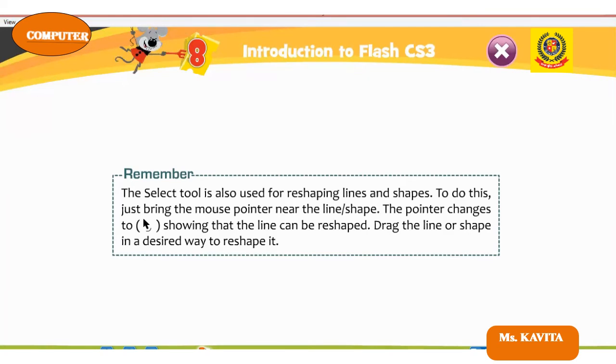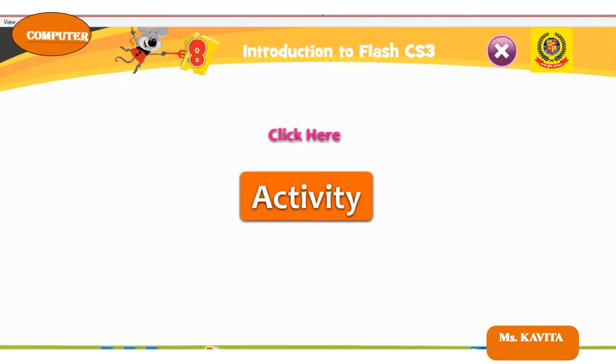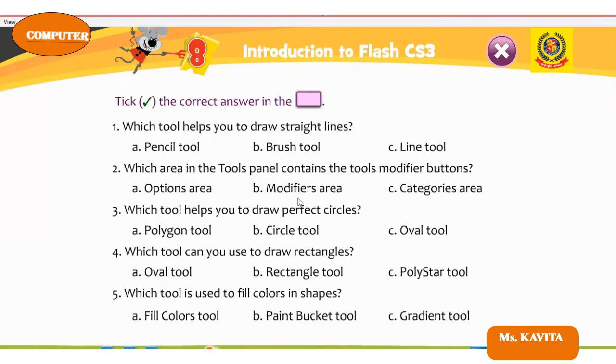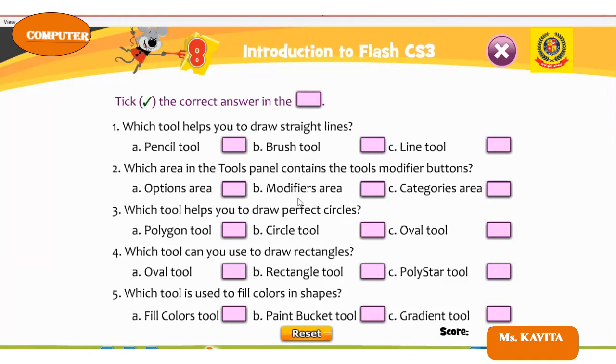So one activity given on page number 101. Children, you have to do that activity. Tick the correct answer. Which tool helps you to draw straight lines? Pencil tool, brush tool, line tool. This is line tool. Which area in the tools panel contains tools modifier button? It is option area. Which tool helps you to draw perfect circle? Polygon tool, circle tool, oval tool. This is oval tool. Which tool can you use to draw rectangle? Rectangle tool. Which tool is used to fill color in a shape? That is paint bucket tool.